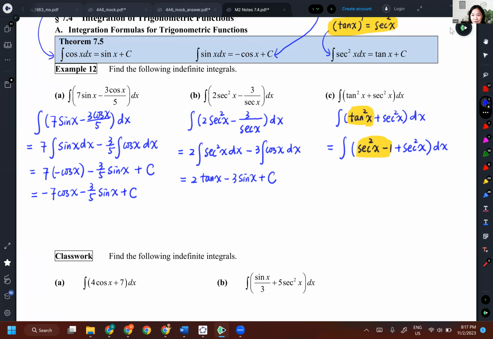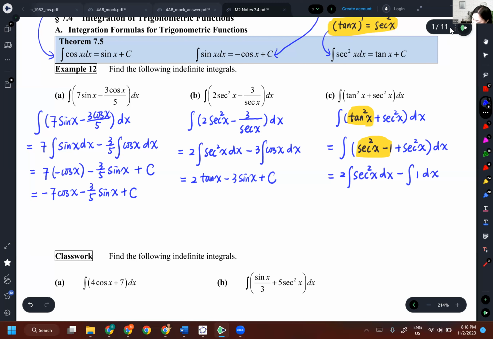Now tangent and secant work together very well. Did I mention that? I think so. So I have 2 secant x squared dx minus 1 dx, which is 2 tangent x minus x plus c. Is that okay?